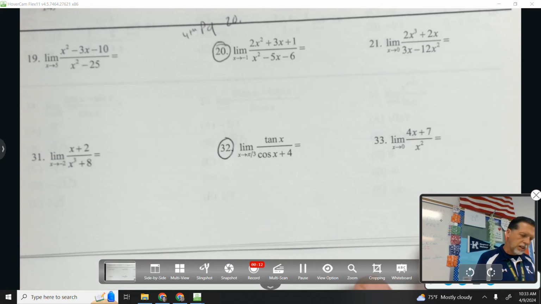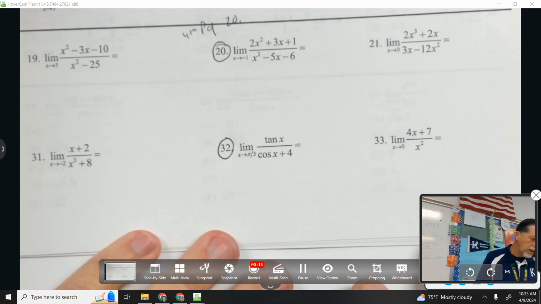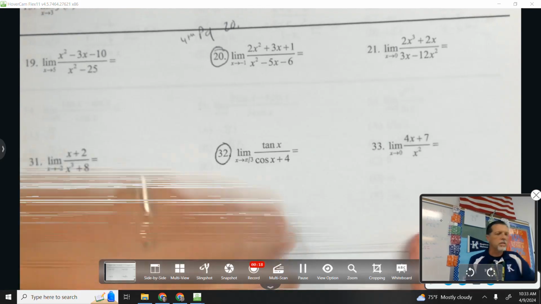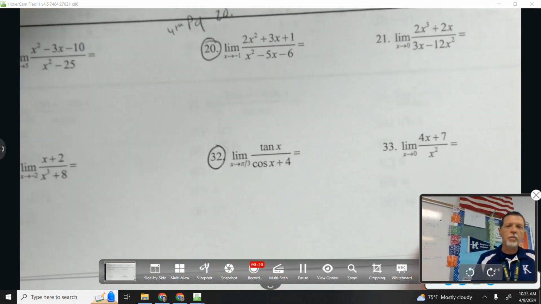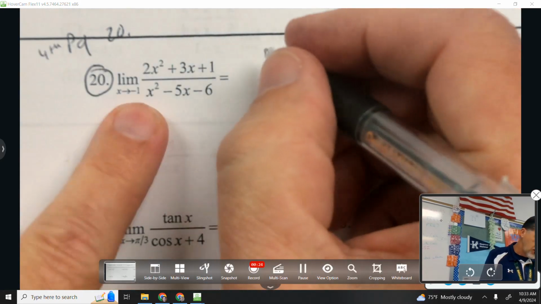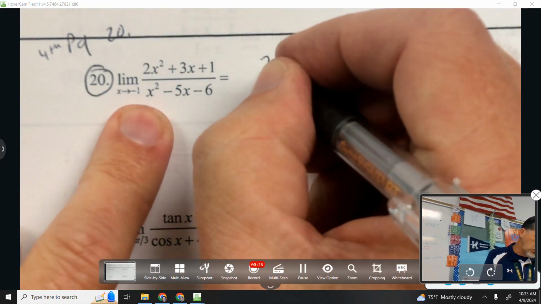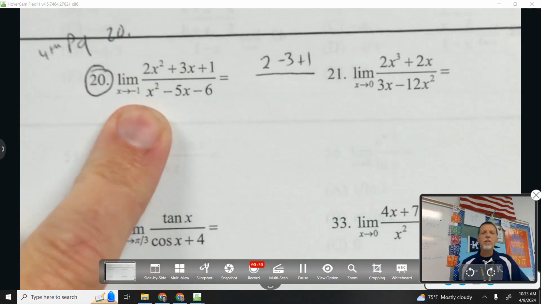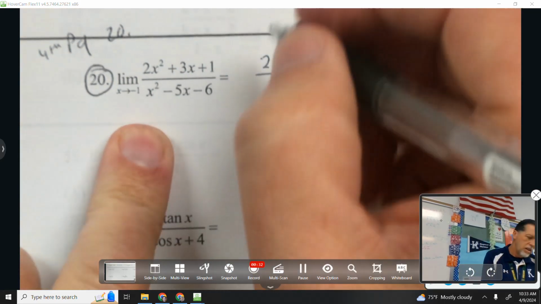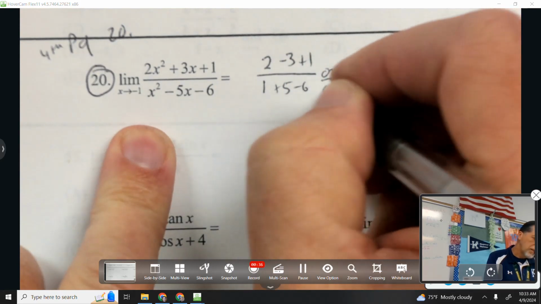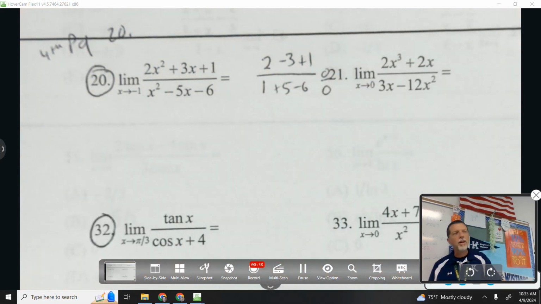So let's see. Limit as x approaches -1. First approach is always substitution and see if it works. It usually doesn't, but it might, so we got to test it first. So that would be 2 minus 3 plus 1. That's a 0 in the top. 1 plus 5 minus 6 is 0 in the bottom. So kind of as expected, it didn't work. But you always have to try it first.